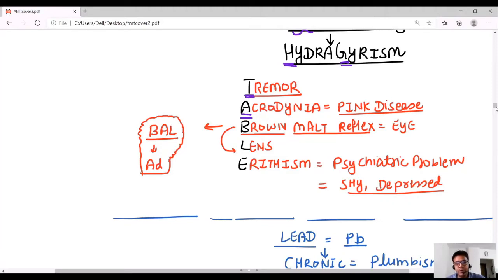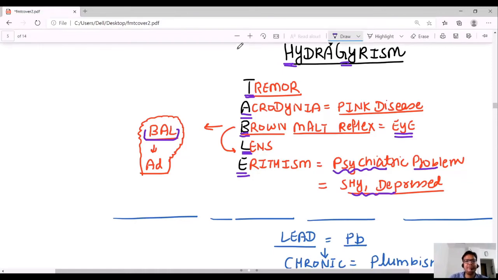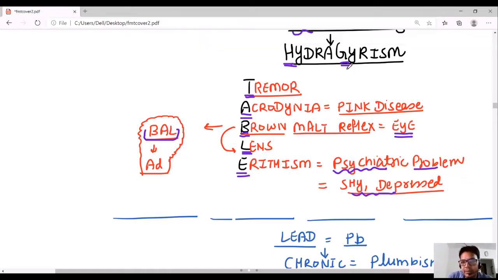B for brown malt reflex seen in the eye. B for BAL, an antidote. L for lens, it is deposition. And E for erethism. Doctor, erethism is a psychiatric problem seen in mercury poisoning. The person becomes shy and depressed. Now, sir, write down some tricks, mnemonics.